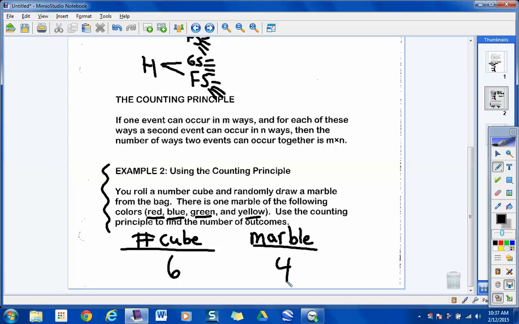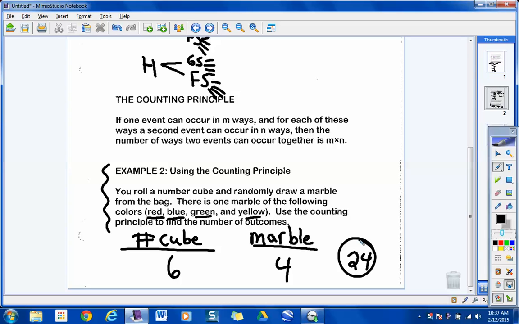What are you going to do with the 6 and the 4? Times them together. How many outcomes are there? Well, there would be 24 outcomes, okay? So there could be a 1 in a red, a 2 in a red, a 3 in a red, a 4 in a red, a 5 in a red, a 6 in a red. And then I repeat that 1, 2, 3, 4, 5, 6 for each of the 4 colors, right? 6 times 4. Make sense? Yes, it makes absolutely wonderful, perfect sense.